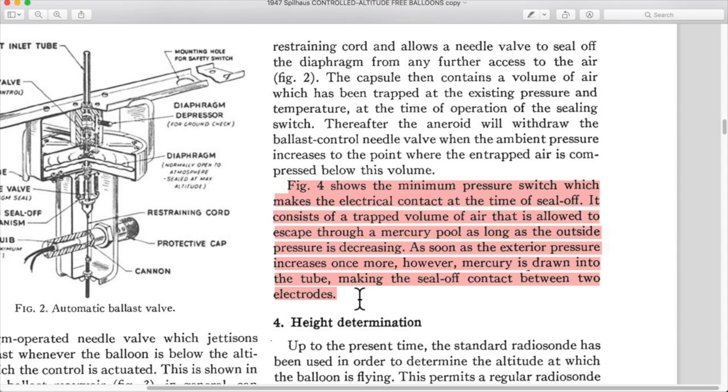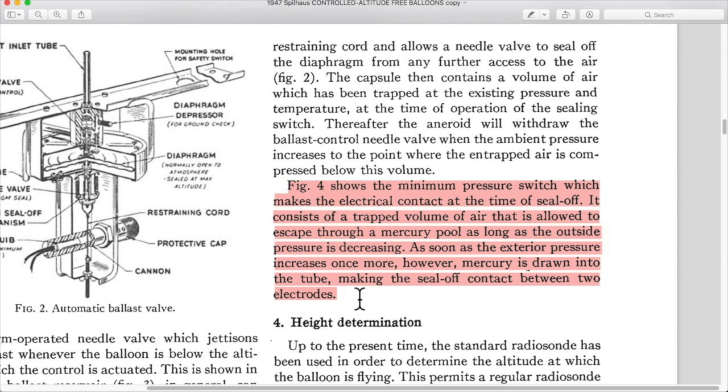But in this case, they are relying on the fact that the air that's trapped in there at sea level is going to want to escape as the balloon flies higher, because the air pressure outside is going to be less than in that little glass pod. And the mercury is not very strong at being able to hold back that air pressure from escaping out into the lower pressure atmosphere. So the air bubbles through the mercury and up through the other side and escapes out to the atmosphere.